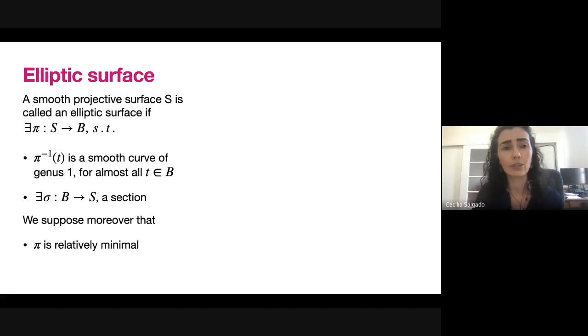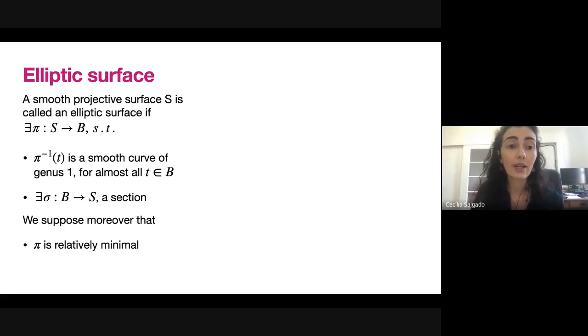This is a very basic, general definition. I'm going to take a smooth projective surface, and I'm going to say that it's an elliptic surface if I have a flat morphism from that surface to some curve B, such that a few things hold. Namely, the first thing that I want is that the fibers are smooth curves of genus 1. When I say for almost all, I mean for all but finitely many of them, okay?